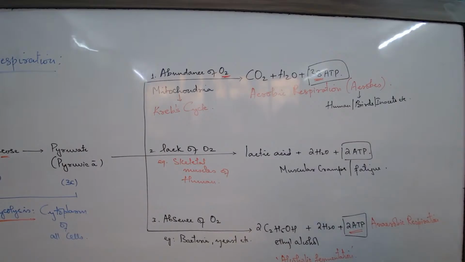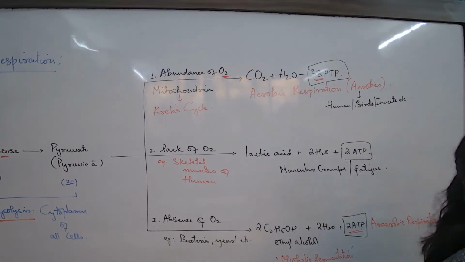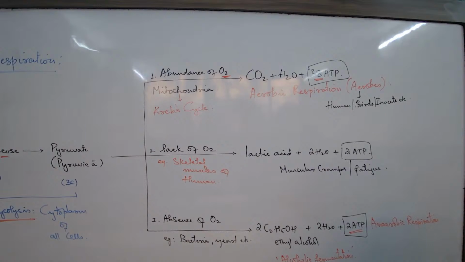Write down. Now the table that you make, the first point is aerobic. Under aerobic you will write: breakdown of glucose in the presence of oxygen. The first point for aerobic, breakdown of glucose takes place in the presence of oxygen. So that way you should write.